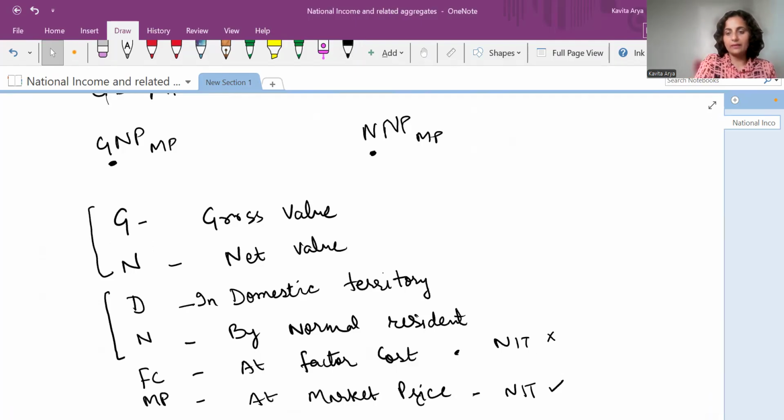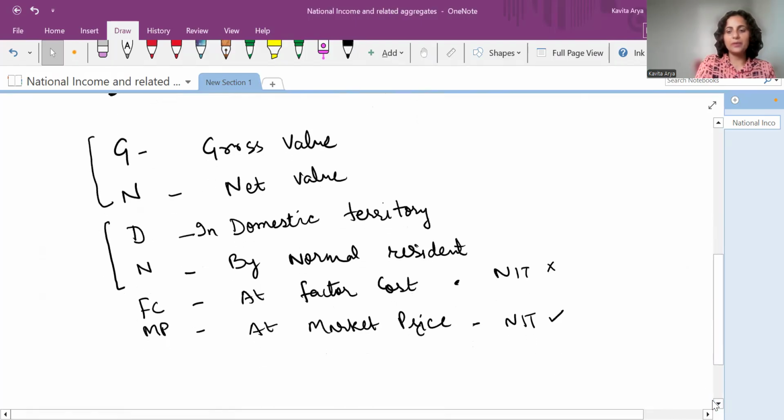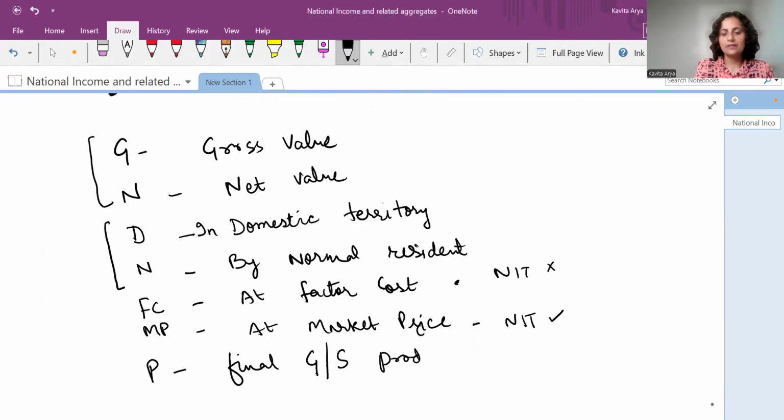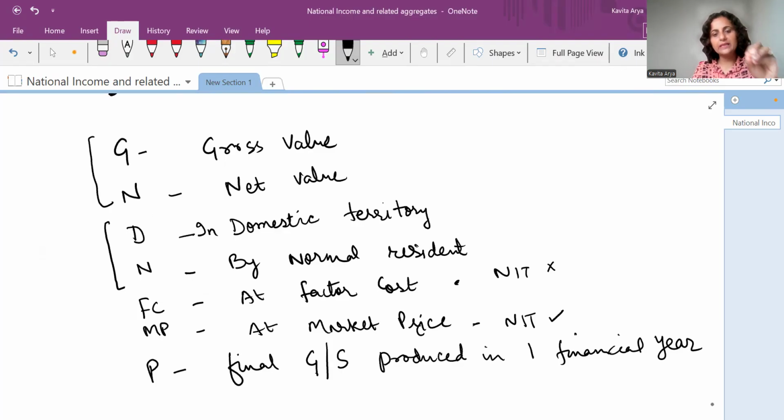Another point, the common point in all eight income aggregates is P. P is the product. And product means the final value of all the goods and services produced in an economy in one financial year. Now, it becomes very easy. Whichever term is given to you, you have to pick these key points and reframe the definition.